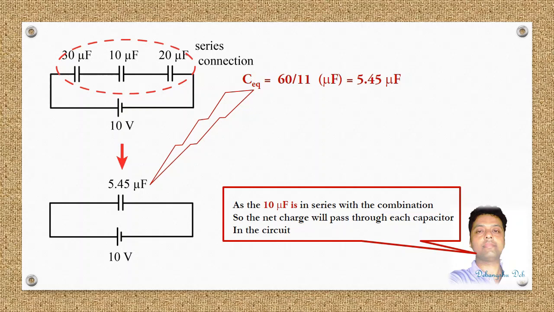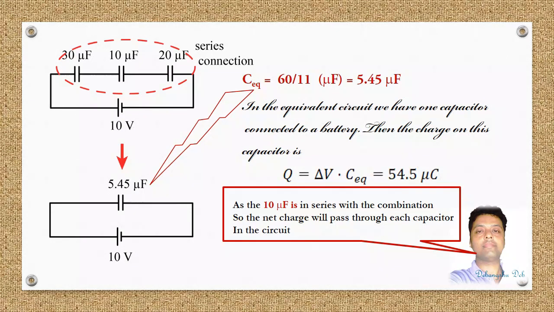Now this is the second figure. You can see the second figure is replaced by the equivalent capacitance. Now what is the total charge? In the equivalent circuit we have a capacitor connected to a battery, and the charge on this equivalent capacitance is Q is equal to C into delta V. So 5.45 into 10 will give you 54.5 microcoulomb.